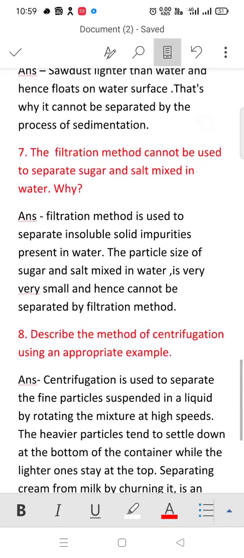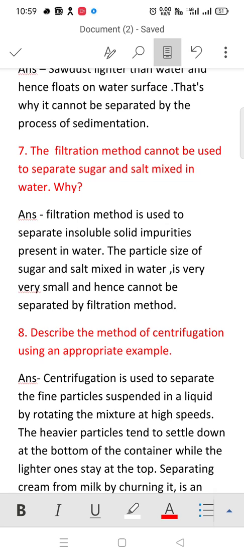Question number 7. The filtration method cannot be used to separate sugar and salt mixed in water. Why? The filtration method is used to separate insoluble solid impurities present in water. The particle size of sugar and salt mixed in water is very small and hence cannot be separated by filtration method.